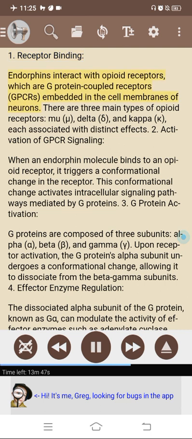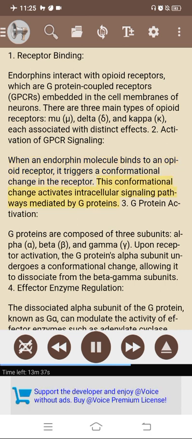1. Receptor binding. Endorphins interact with opioid receptors, which are G-protein coupled receptors (GPCRs) embedded in the cell membranes of neurons. There are three main types of opioid receptors: mu, delta, and kappa, each associated with distinct effects. 2. Activation of GPCR signaling. When an endorphin molecule binds to an opioid receptor, it triggers a conformational change in the receptor. This conformational change activates intracellular signaling pathways mediated by G proteins.